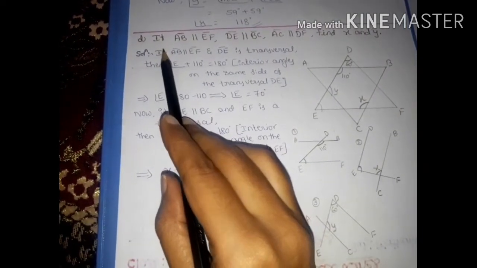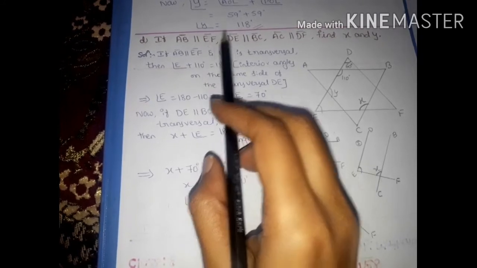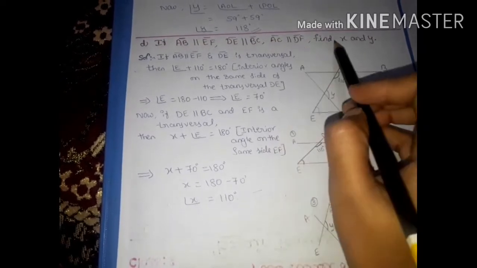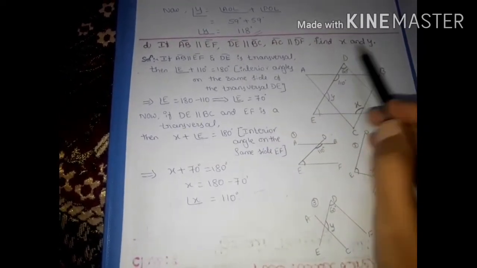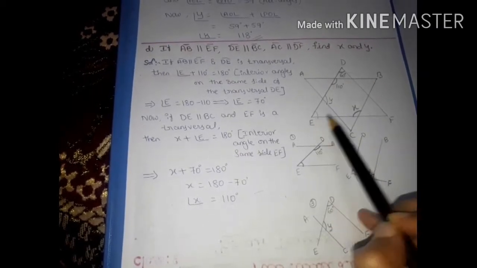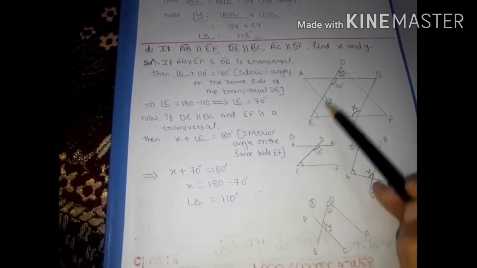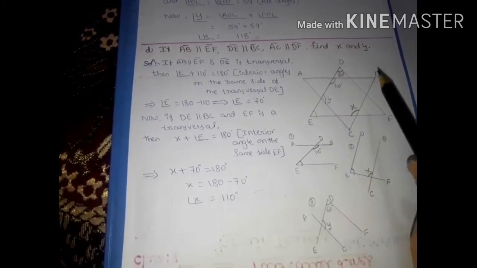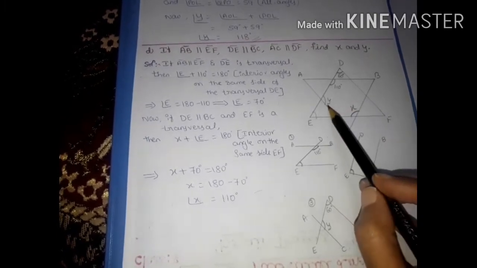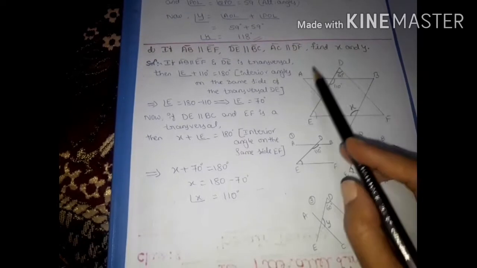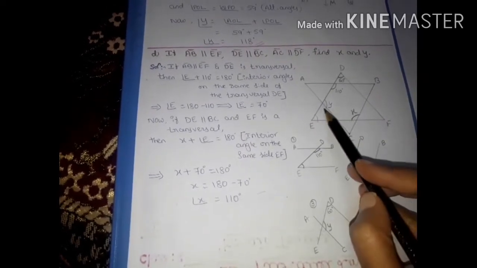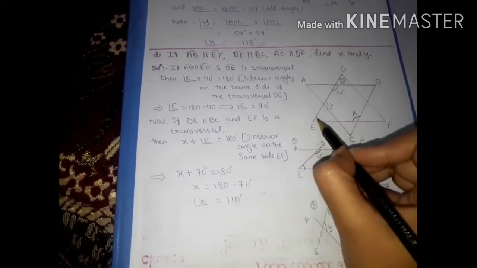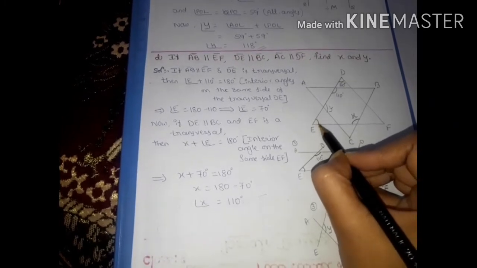D question. If line AB is parallel to line EF, line DE is parallel to line BC, and AC is parallel to DF, find X and Y. In the given figure, AB is parallel to EF and DE is parallel to BC. AC is parallel to DF, given. You have to find X value and Y value. To find X and Y from this figure, you have to split the given diagram. Here, first to find the X value, you have to find the E value.